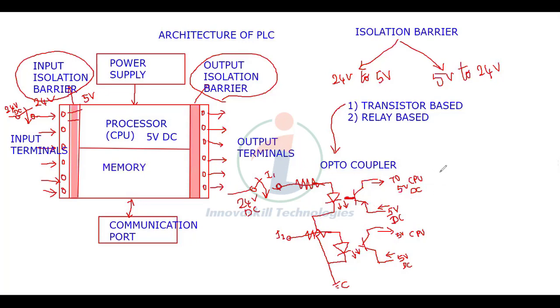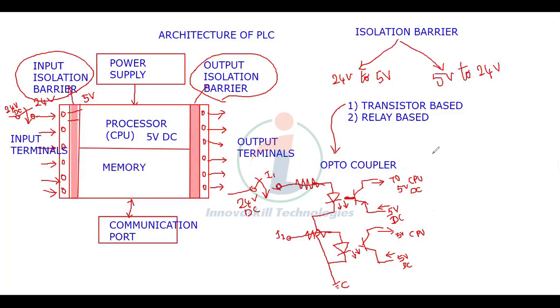So the function of CPU, for example, it will be checking whether it is received from the first input or second input or third input like that. Based on that, internal functions will be carried out. And after that, based on the internal program, again, if some output should be activated, in that particular terminal, the CPU will be giving that 5 volt. CPU will be giving only 5 volt here in any one of this. So again, that has to be converted to 24 volt.